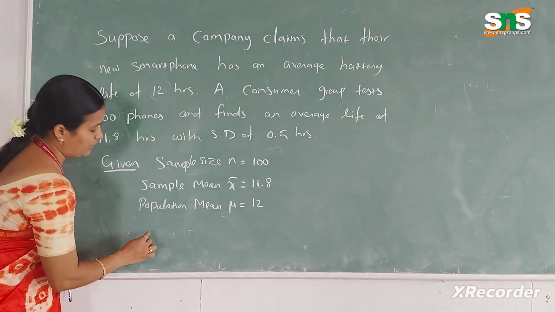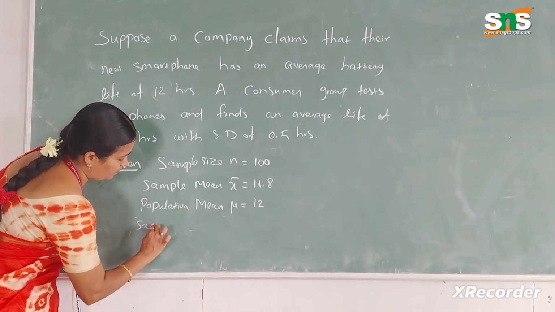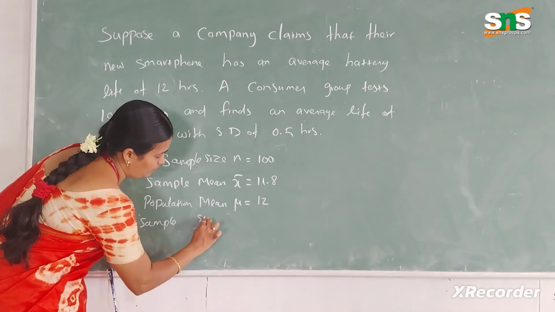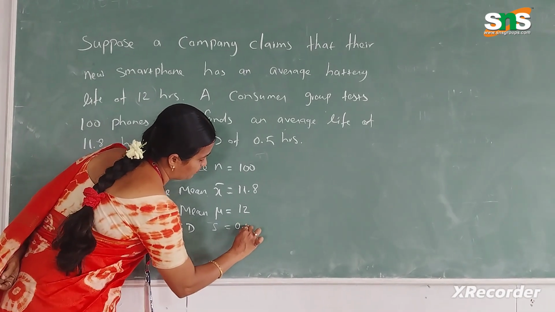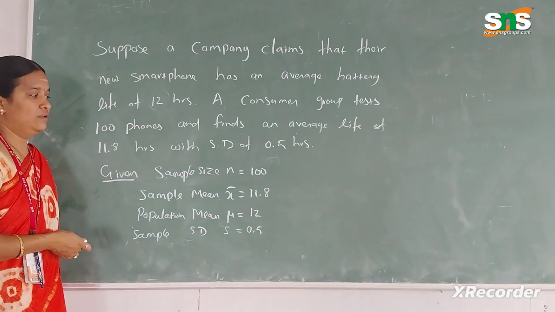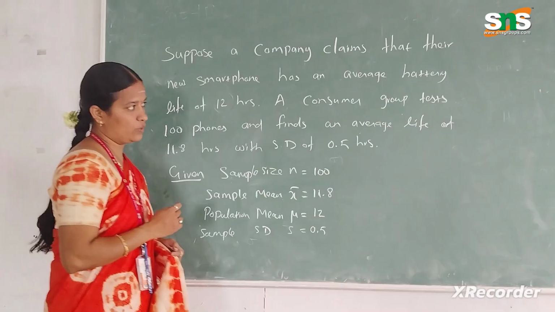And the sample standard deviation is given. The notation is S, and the value is 0.5. So these are all the given details. We have 5 steps. So what is step 1?